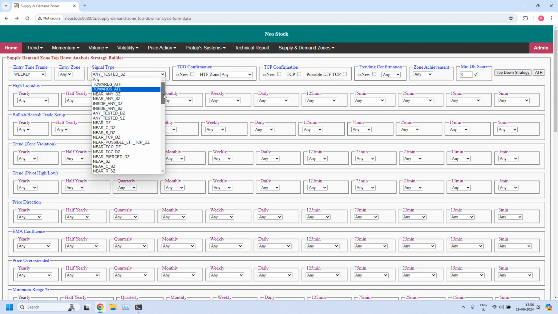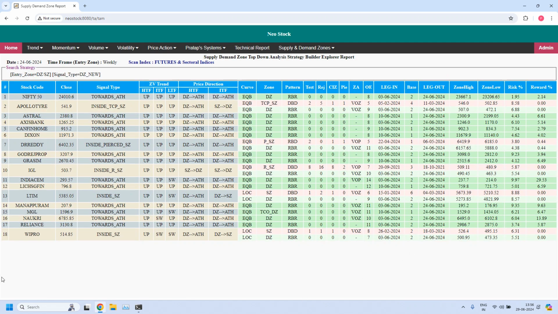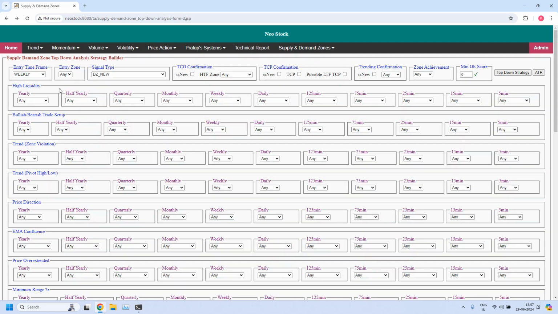Now we will identify stocks having newly created weekly demand zones. So 18 stocks are having newly created weekly demand zones. Even Reliance also, a new weekly demand zone is created. Nifty 50 weekly demand zone is created. So let me go back.